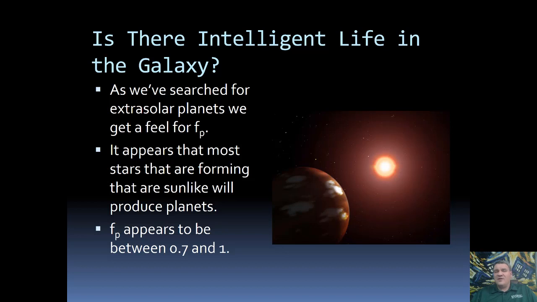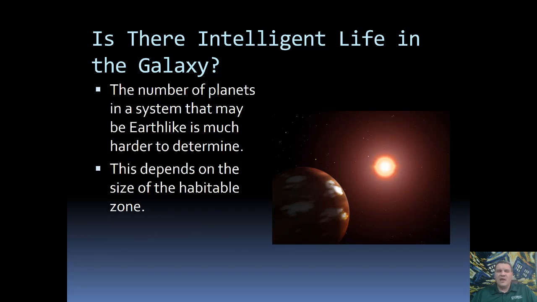Now that we've got stars, what fraction of stars have planets, F sub p? Well, as we've been studying and looking from various sources, this appears to be anywhere from about 70% to 100%. In other words, planets are actually very, very common. Now, the number of planets in the star system that are Earth-like is a lot harder to determine. So again, what we mean by Earth-like is have liquid water.